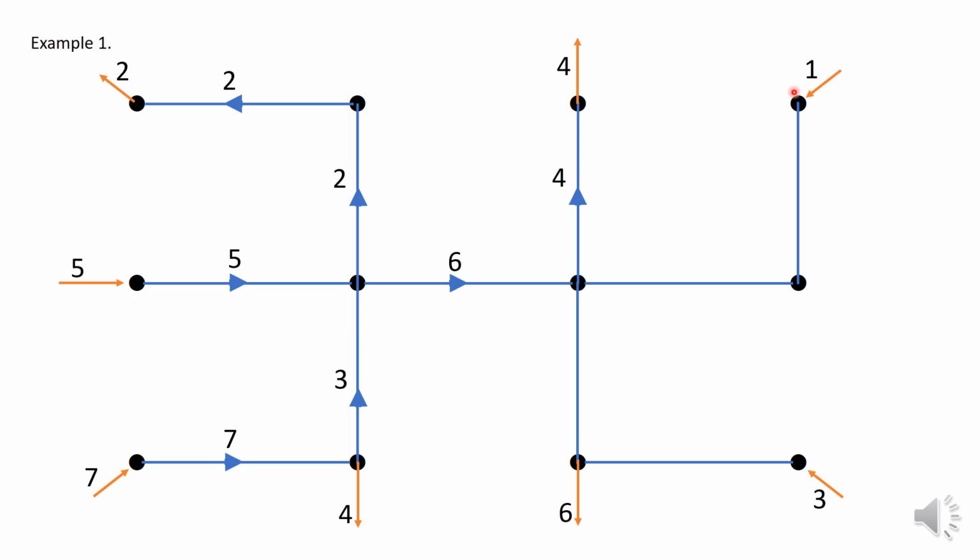Let's go to this node. You have 1 unit into the node, you must have 1 unit out of the node. So 1 unit flows along this branch. At this branch you have 1 unit flowing in, you must have 1 unit flowing out.